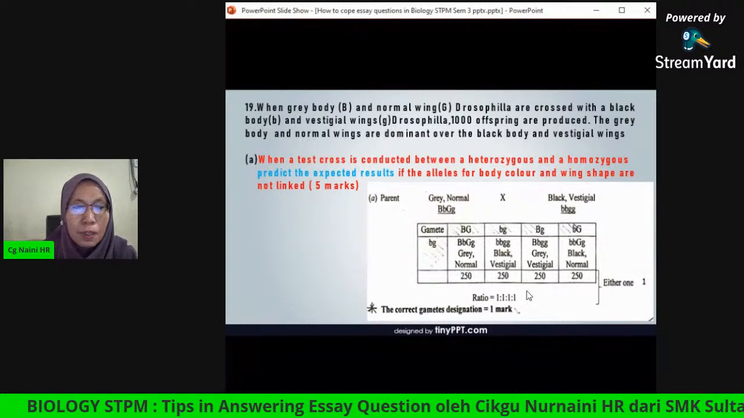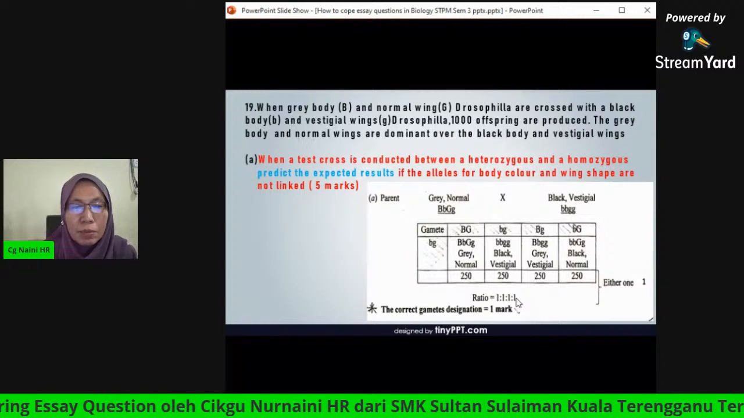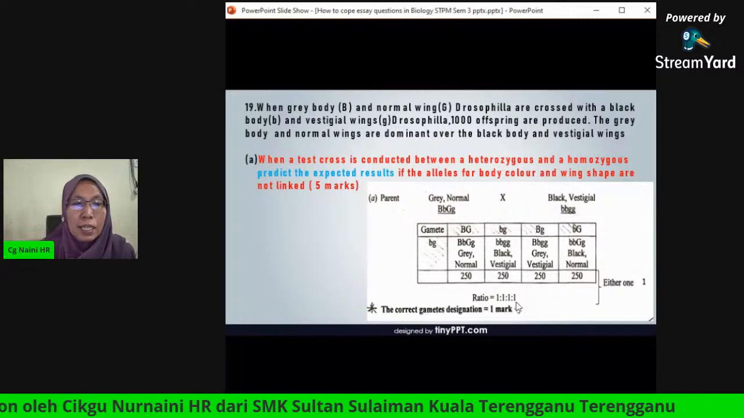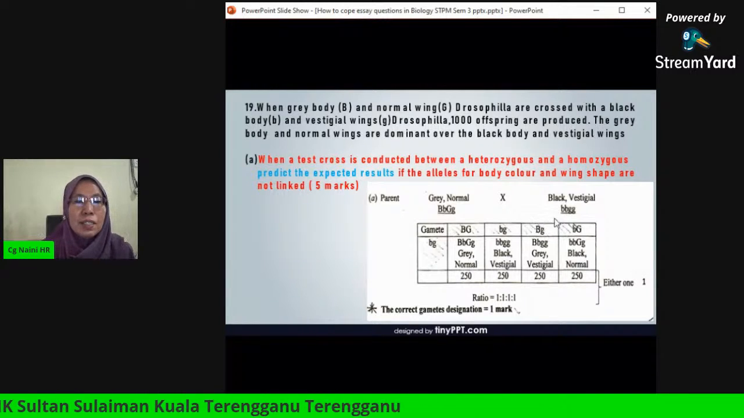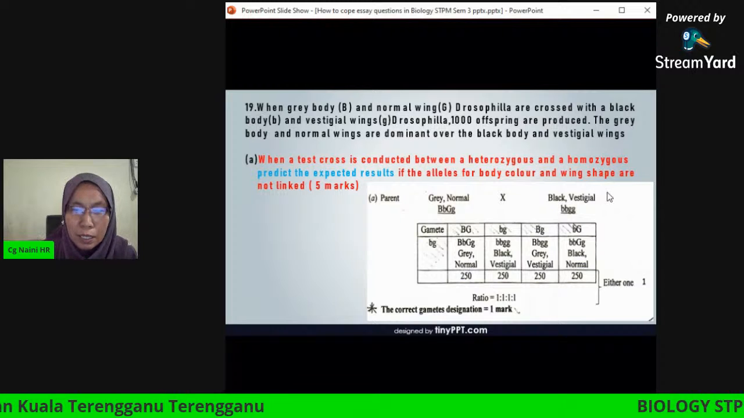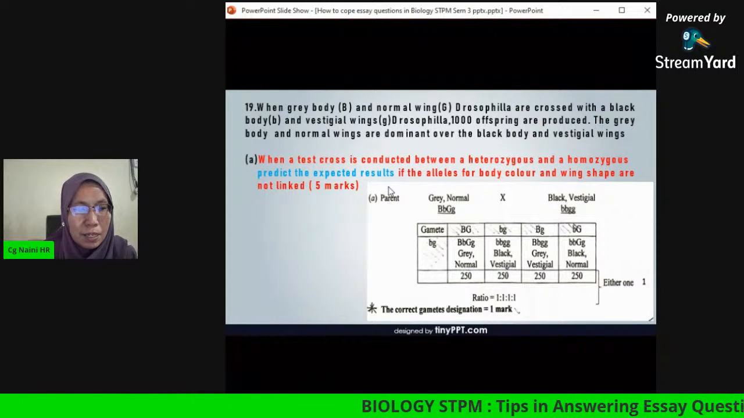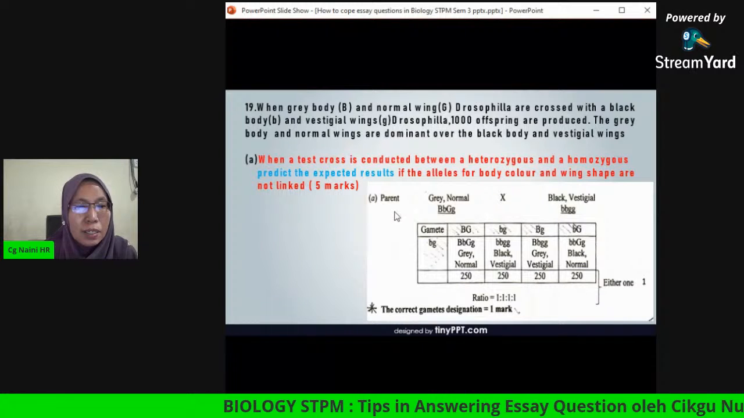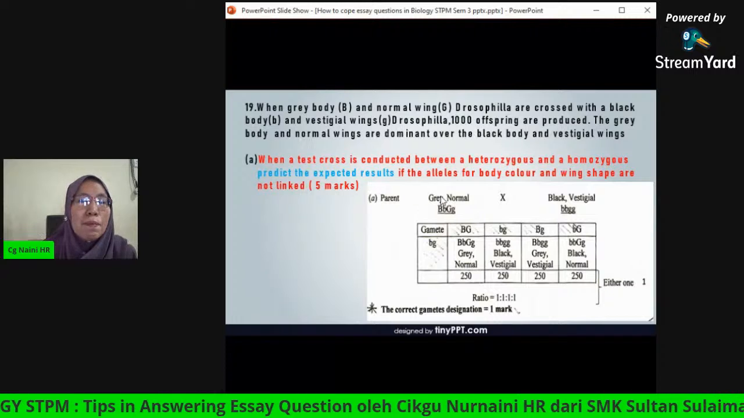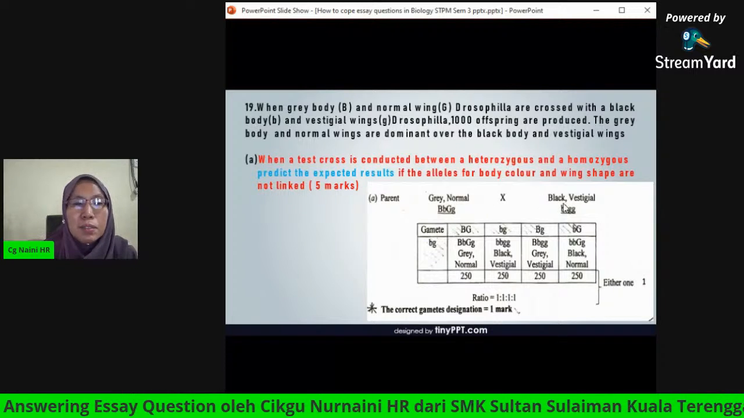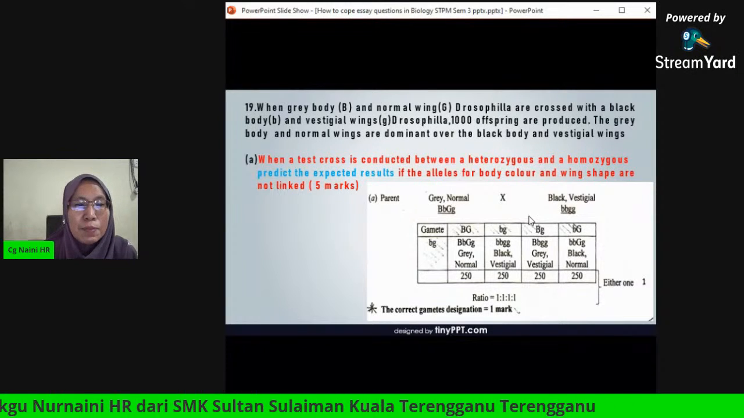Either 1 mark for the ratio or this one, so you get 1, 2, 3. Another 2 marks are for the phenotypes given. You must state the parent, don't skip the parent, and don't skip the gametes. For the parent, the phenotype is grey normal, black vestigial, 1 mark, and the genotype, also 1 mark.